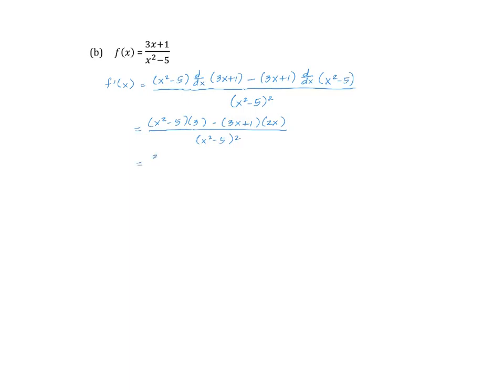In the numerator we have 3x squared minus 15. This would be minus 6x squared minus 2x. Now the last step is to check to see if we can factor and cancel, but it doesn't look like we can. This is going to be a negative 3x squared minus 2x minus 15.